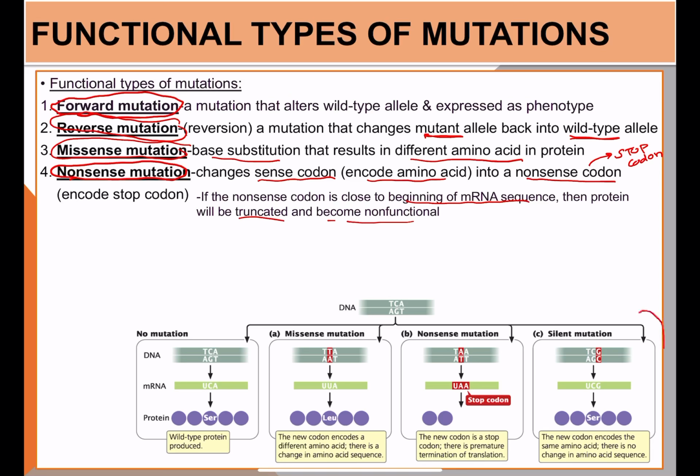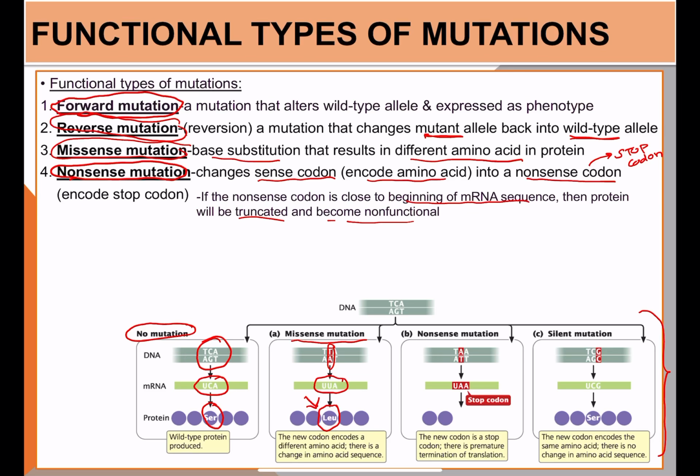So this is a good diagram that summarizes these different types of mutation. When you don't have mutation, you have your normal DNA sequence that gives that particular mRNA sequence and amino acid serine. When you have a missense mutation, you're switching that one nucleotide, which is that base substitution, which resulted in a different codon on the mRNA. Now you're encoding for a leucine, okay? Missense mutation, encoding for a different amino acid.